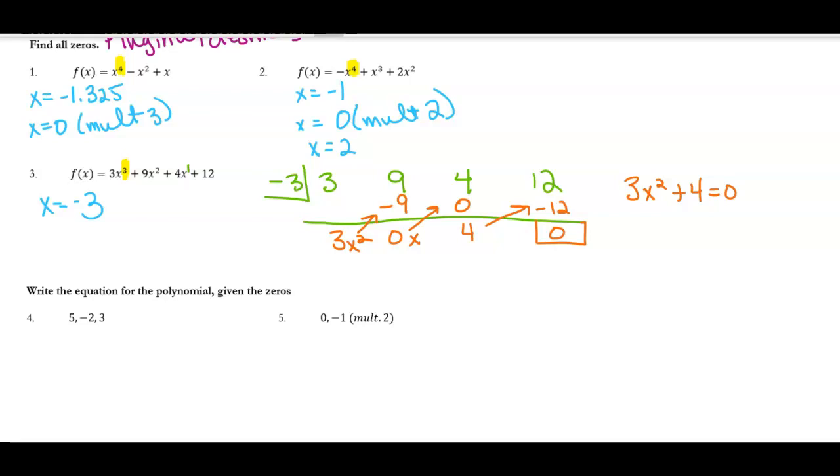Okay, so when you do this, you should have ended up with 3x squared plus 4 equals 0, and you know you got it right if you got a 0 here. Okay, so I know that it doesn't go into it evenly. I can't factor that, because if I could factor it, I would have real zeros. So I have to subtract 4 on both sides, and then I have to divide by 3.